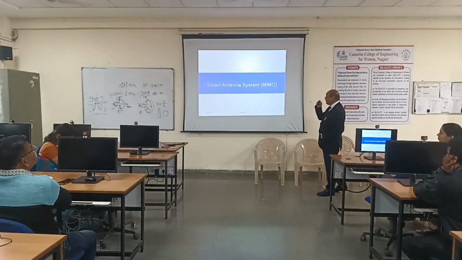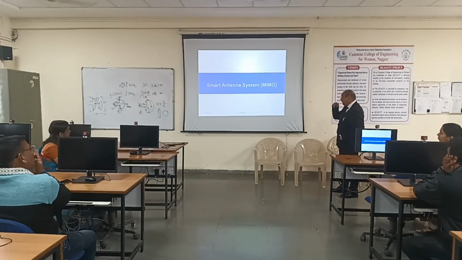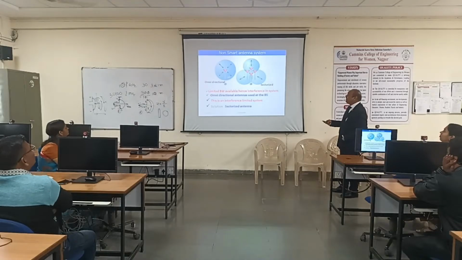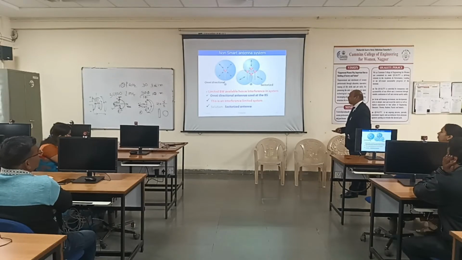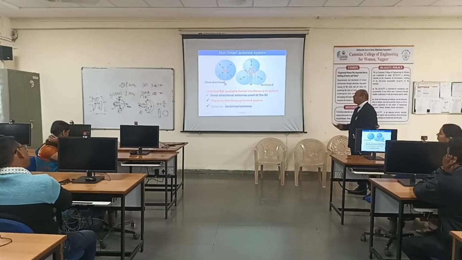Next, smart antenna system management. The earlier ones were called unidirectional antennas. This is called the sectoral antenna. The unidirectional antenna radiates equally in all directions. There are antennas that cover 120 degrees, and each will radiate like this. Okay. Sectoral is the solution to this unidirectional one.